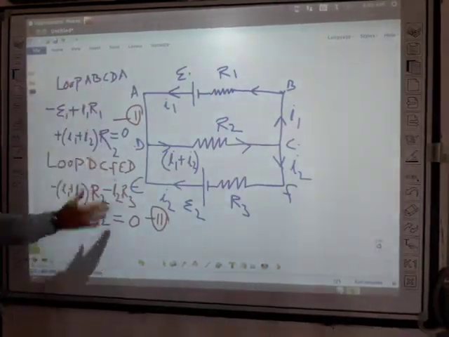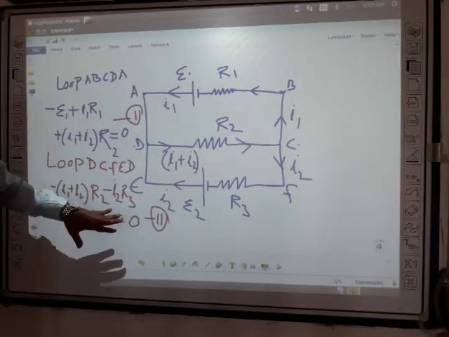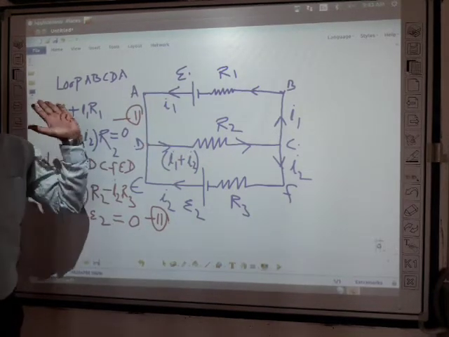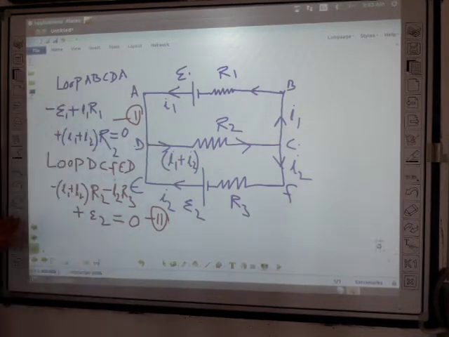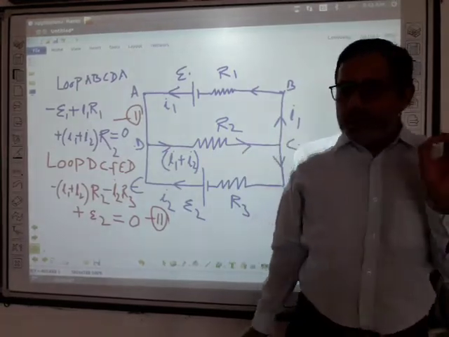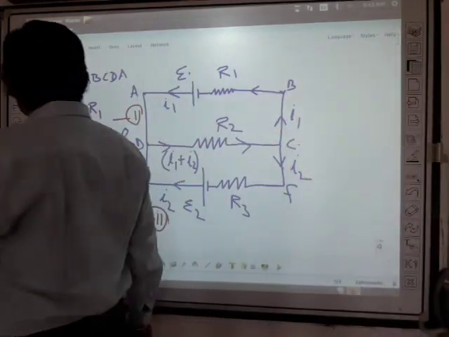We obtained the two equations. Solve them and find out the value of the current. Why? Since the values of the resistances will be given in your question. So it is clear how the Kirchhoff rule is applicable. Is it clear to all of you?